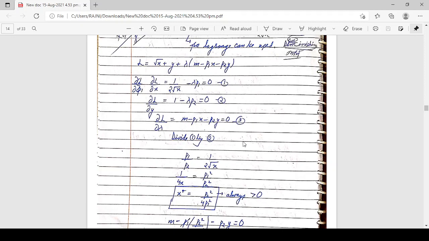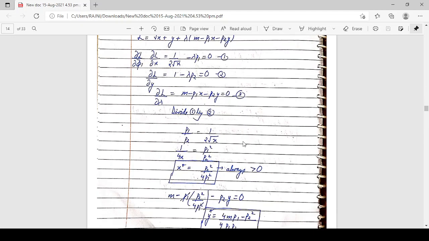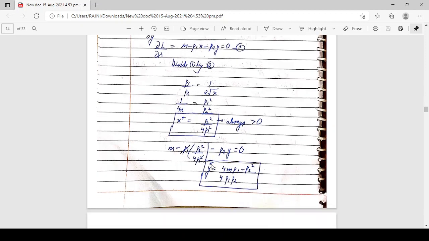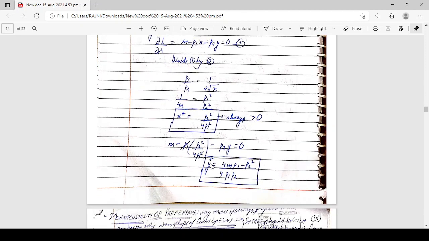Now, to get the equation where the slope of the indifference curve is equal to the slope of the budget constraint, you divide equation 1 by equation 2, and you get the slope of the budget constraint, which is p1 upon p2, equal to 1 upon 2 root x. When you try to find x through this, you will get x to be p2 square upon 4p1 square, which will be greater than 0. The reason is that both p2 and p1 will be greater than 0. That is why the demand for x will always be there.